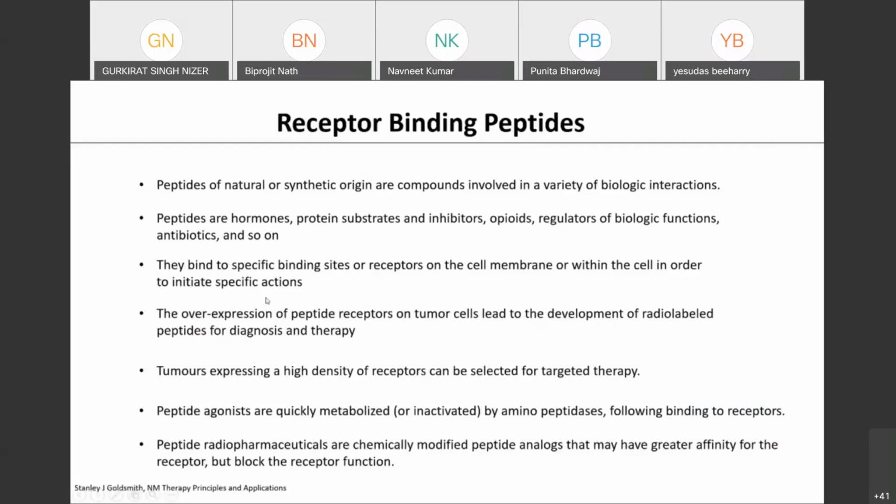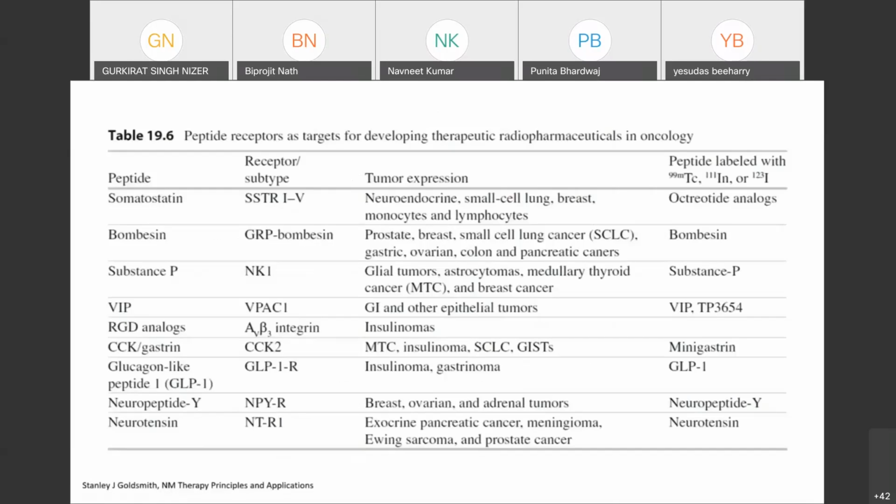We can also see that some receptors are overexpressed in some disease states, for example SSTR receptors, which are expressed more in disease states. These peptide agonists are quickly metabolized by aminopeptidases and so on, but that's not our issue. Somatostatin receptors are overexpressed in neuroendocrine tumors, small cell lung cancer, breast cancer, and in monocytes and lymphocytes, and the receptor subtypes are SSTR1 to 5.